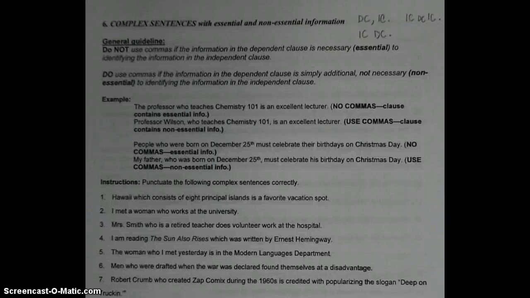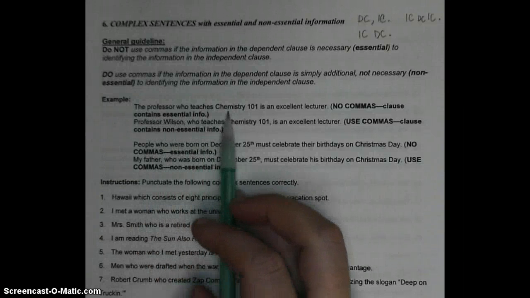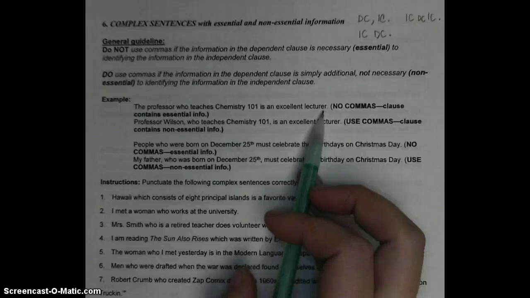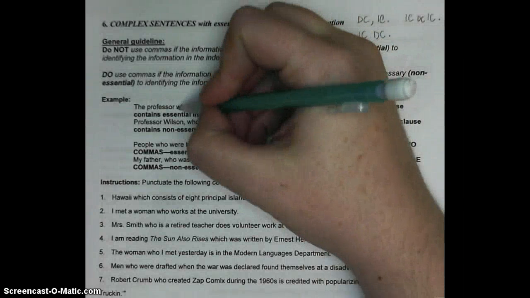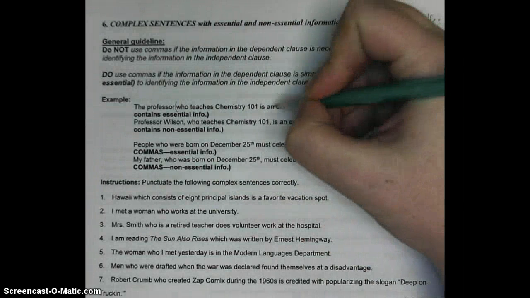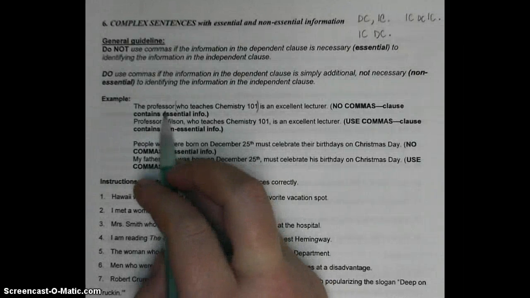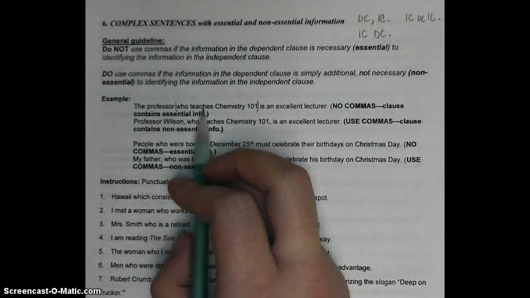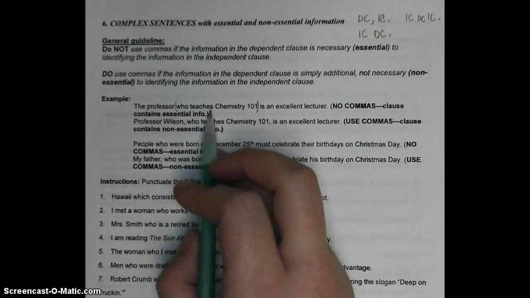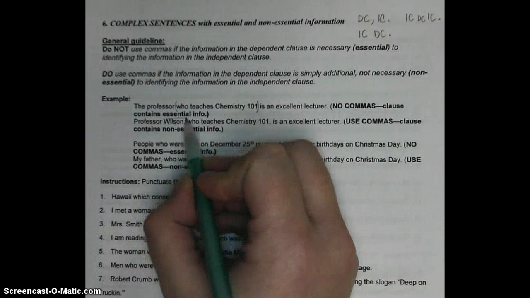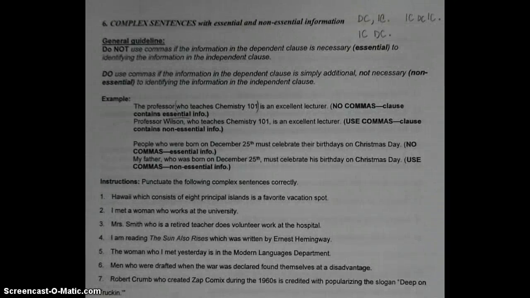Okay, here are some examples. All right. The professor who teaches Chemistry 101 is an excellent lecturer. Here is my dependent clause in the middle of my independent clause. In this case, we don't know who all we have is the professor, so the identifying information is the one who teaches Chemistry 101. So it is essential information, and we don't have any commas.